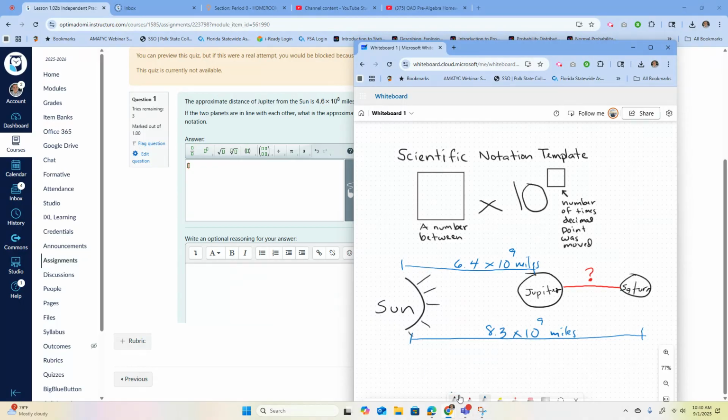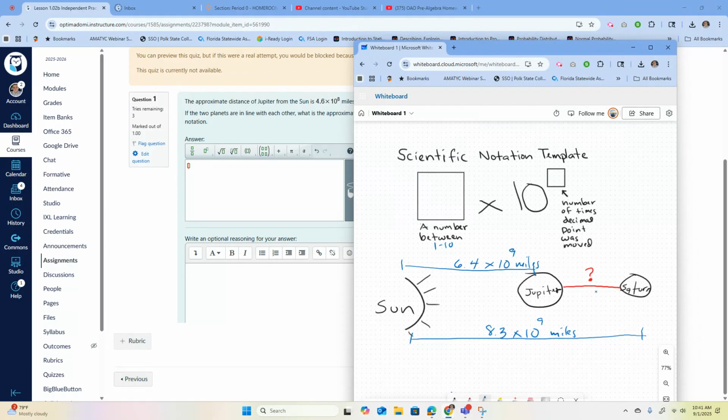I forgot to write that down, so let me put it in. This is a number between 1 and 10. So 6.4 will fit in the big box, and times 10 to the 9th power. When the exponent is positive, this means this is a very large number. So the distance between Jupiter and the sun is 6.4 times 10 to the 9th power miles.